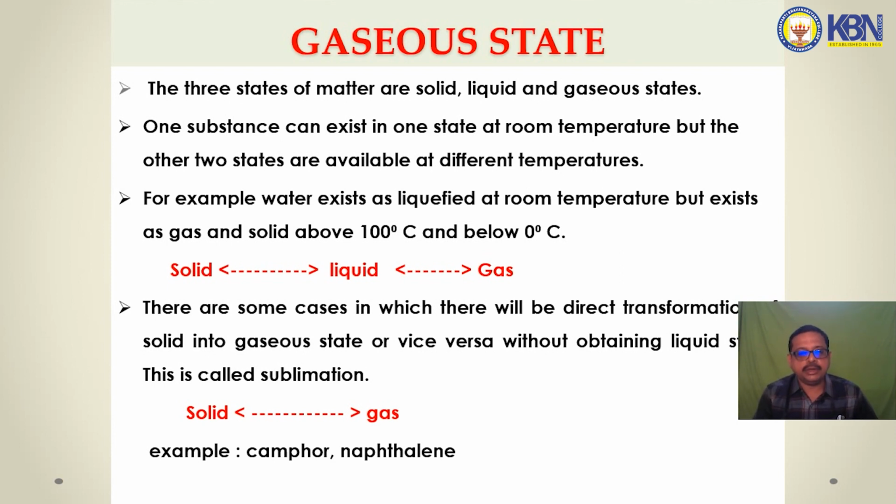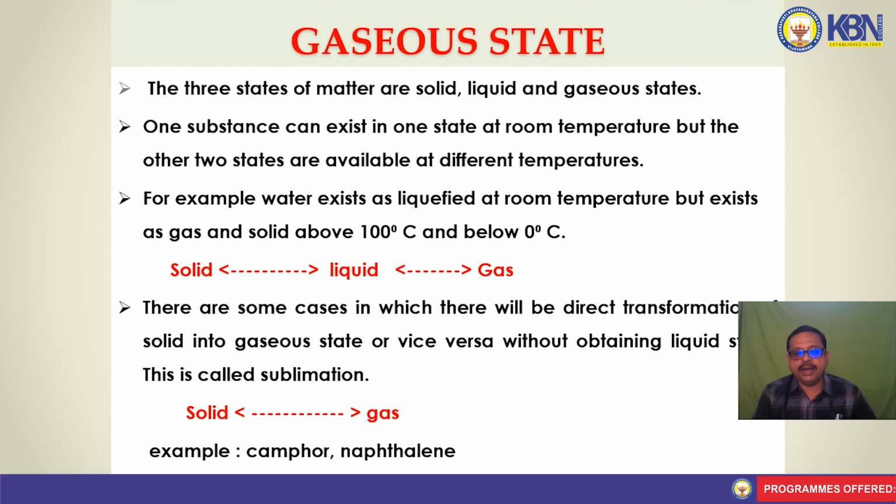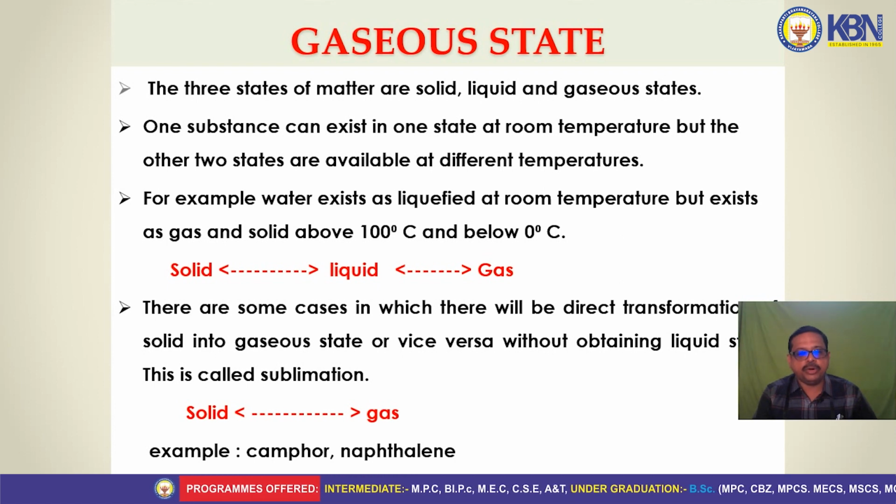That means if water is converted into gas above 100 degrees centigrade, but below 0 degrees centigrade it transforms to solid material, that is the ice form. In certain cases, there is a direct transformation of solid into gaseous state without obtaining the liquid state. This is called sublimation. So in this case, the solid is directly transformed to gas, for example camphor and naphthalene.